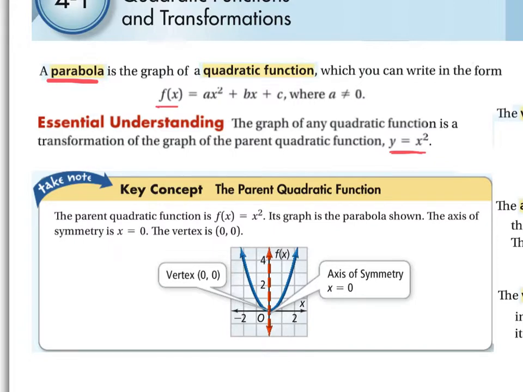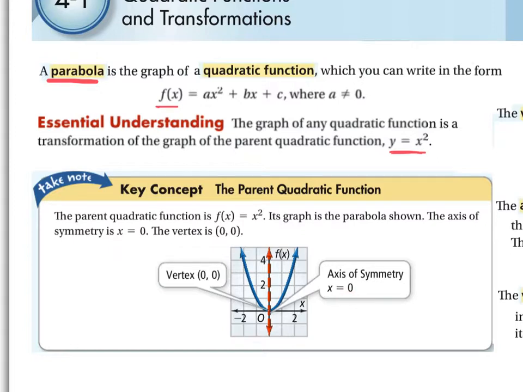And again, this number for our equation of the axis of symmetry, x equals whatever that number is, that number comes from the x coordinate of your vertex. Whatever that x coordinate of your vertex is, that's what your axis of symmetry is going to be.